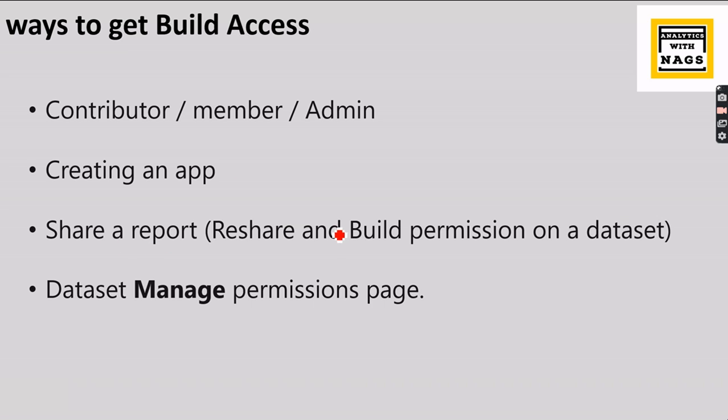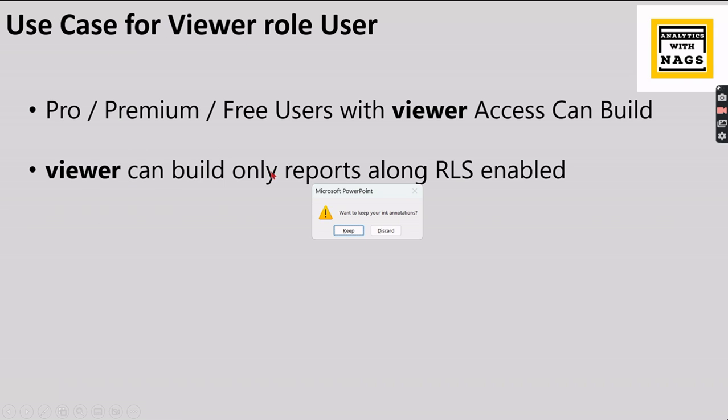Then while sharing a report, you will get the build permission for the dataset. When you are sharing a report, there will be an option that lets users build a report on top of the shared dataset. That is the third method. Then on the dataset level, you can manage the permission. These are the different options. Let's quickly check these ways to get build access, then we'll move on to the use case or advantages of this build option. So first things first, let's move on to Power BI.